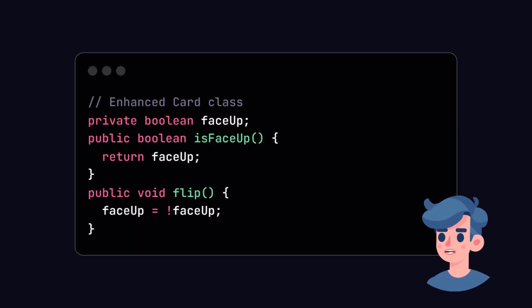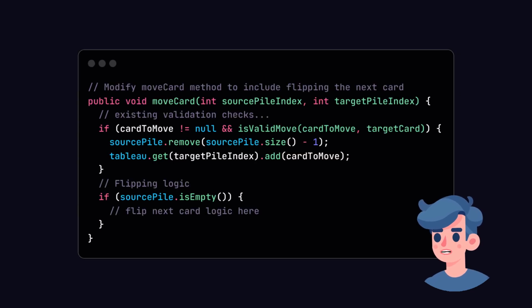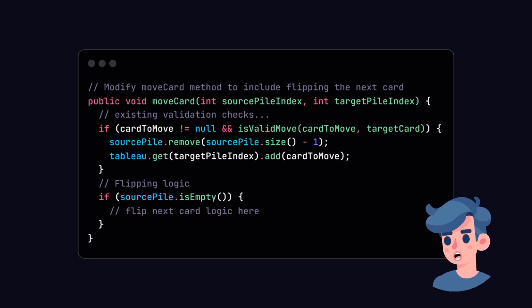To implement the state of face-up and face-down cards effectively, we would need to enhance our Card class to have a Boolean flag indicating the card state. Moreover, we'd need methods to flip cards over after moves. With the logic for card flipping established, let's ensure that during a move, if a card is moved from a pile that now has 0 cards, we flip the next card to face up in that pile. Update your move methods accordingly.